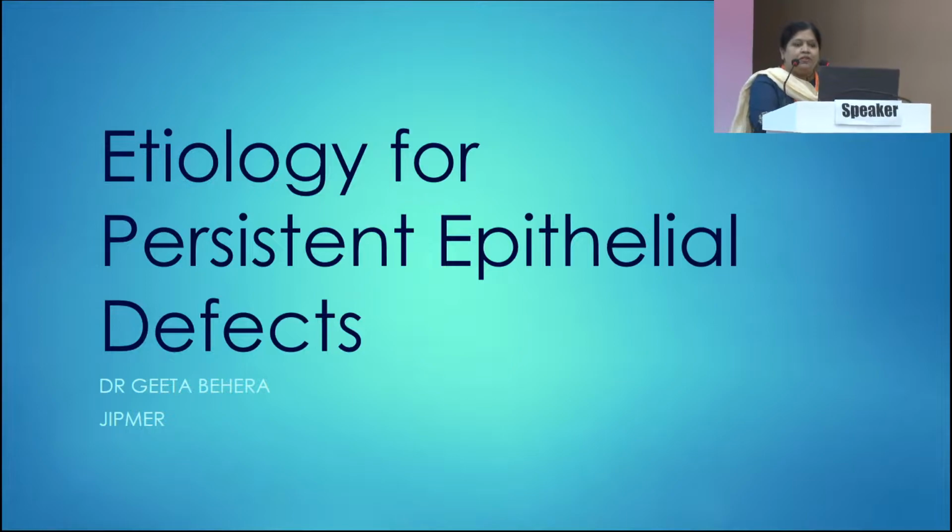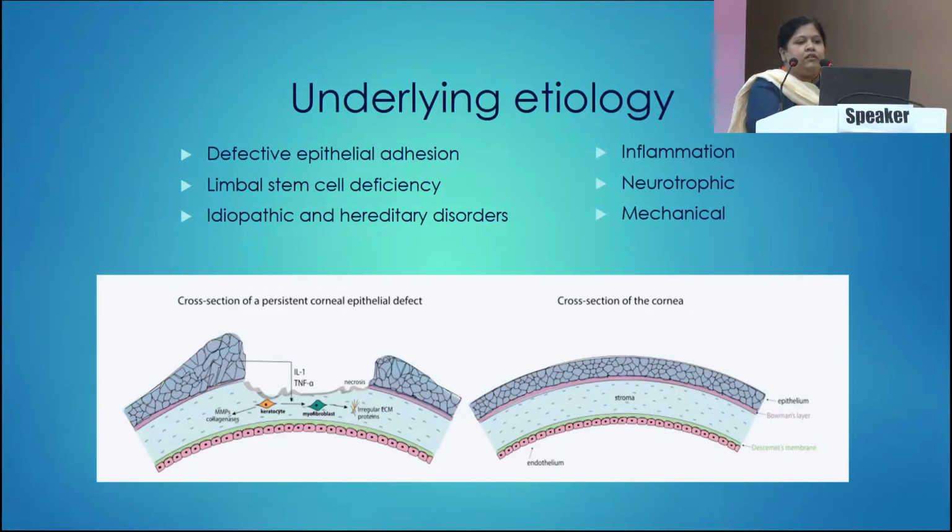I will be speaking on the etiology of persistent epithelial defects. So, the underlying etiology can be classified as defective epithelial adhesion, limbal stem cell deficiency, idiopathic and hereditary disorders, inflammation, neurotrophic and mechanical causes. So, this is a cross-section of a patient with a persistent epithelial defect, and this is a cross-section of the normal cornea.